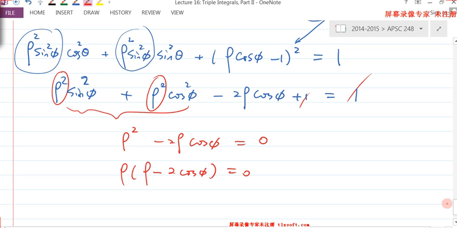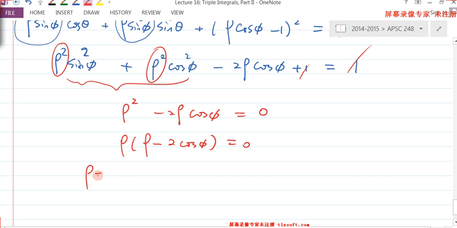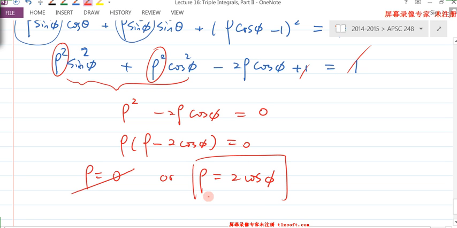So technically, mathematically, which means what? Either rho is 0 or this, right? But rho is 0, not possible, because this is a sphere. Rho is not 0, so you don't use this one. So the end result is this. Okay, is this. That makes sense? Yeah.